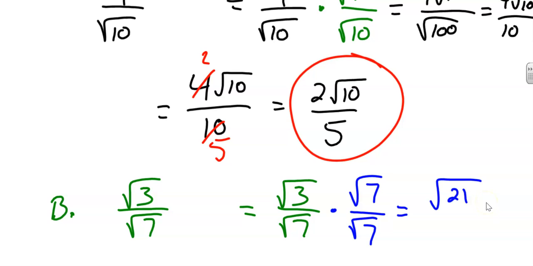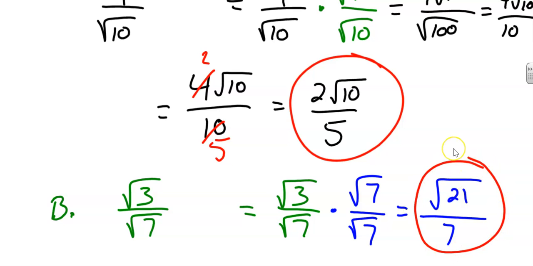So on the top, 3 times 7 is 21. Now, on the bottom, if you want to go ahead and shortcut it, we know that if we do 7 times 7, it's going to be 49. When you square root it, it's going to be 7. So for that one, just go ahead and say that it's going to be 7. And with the 21, there's no perfect squares you can take out of 21 because it's just 3 times 7. So there's nothing you can do to simplify that radical, and then that's the answer that you have.